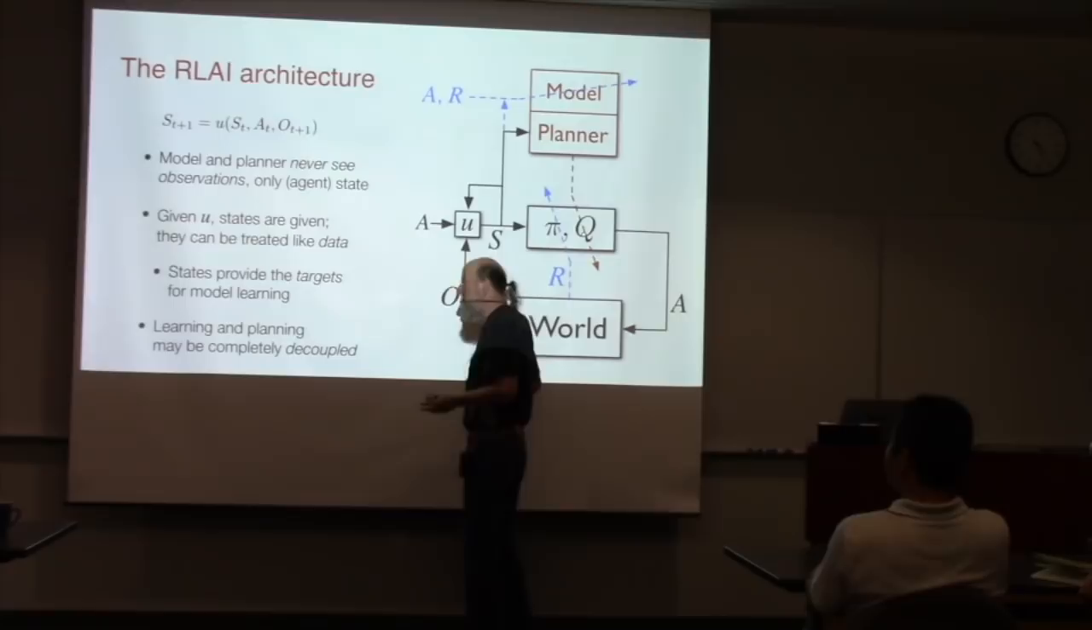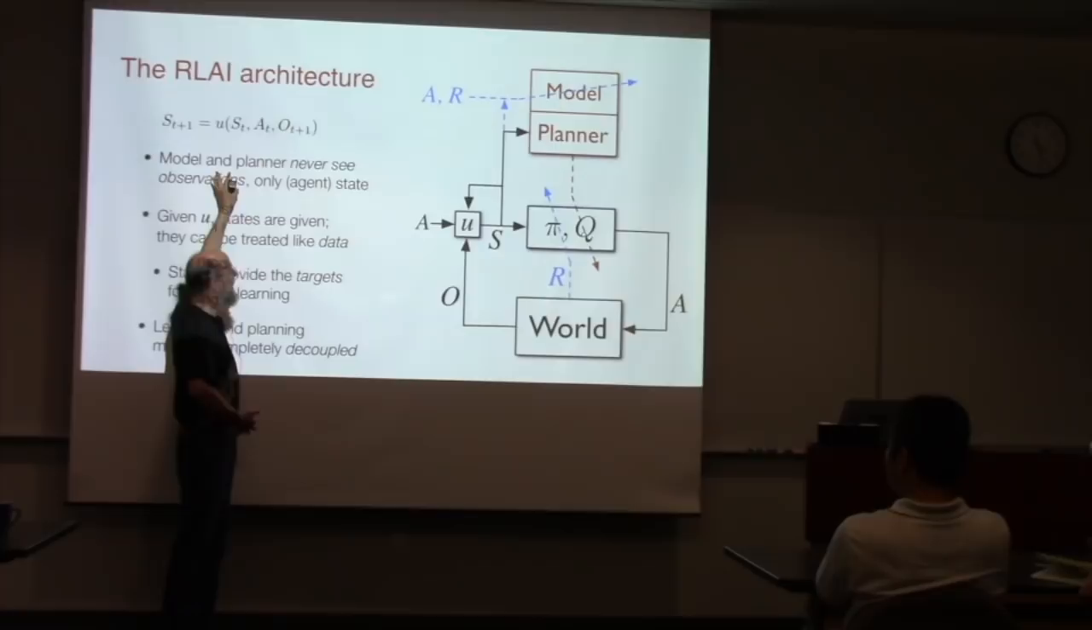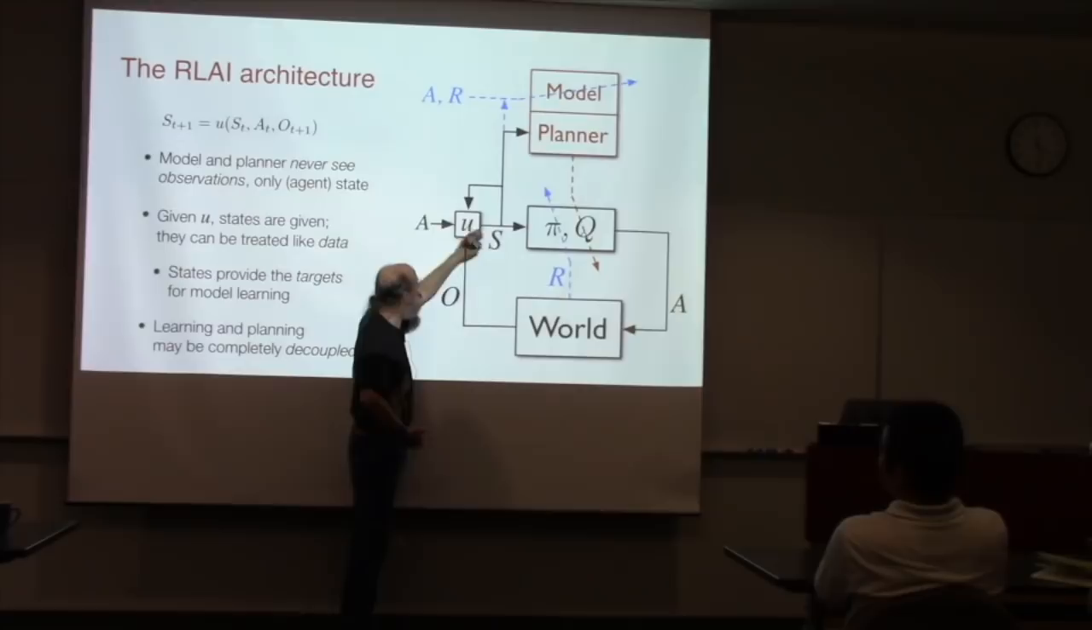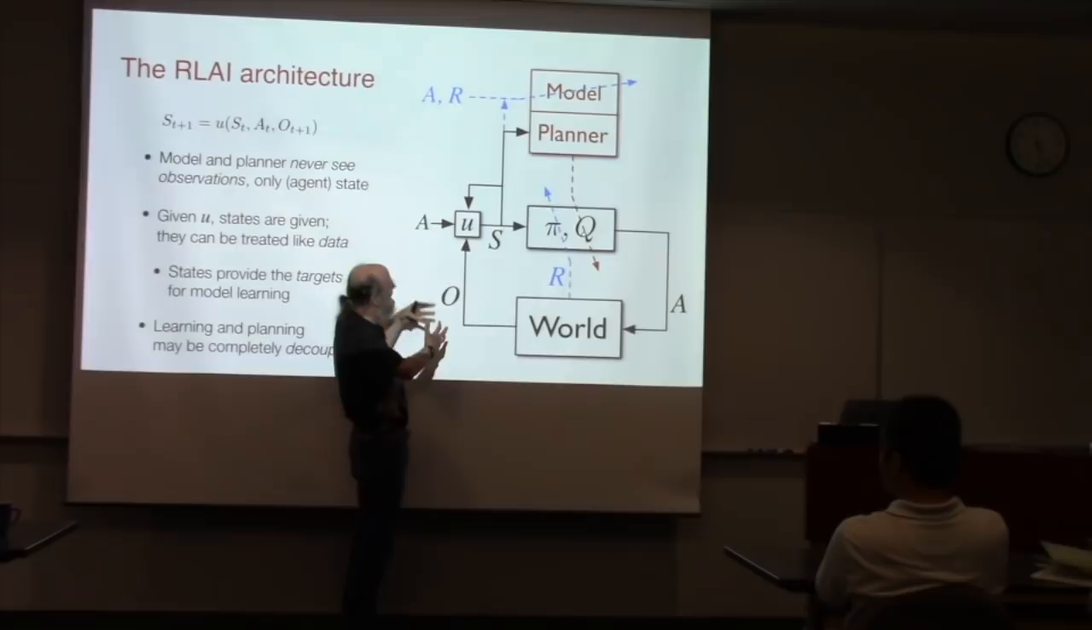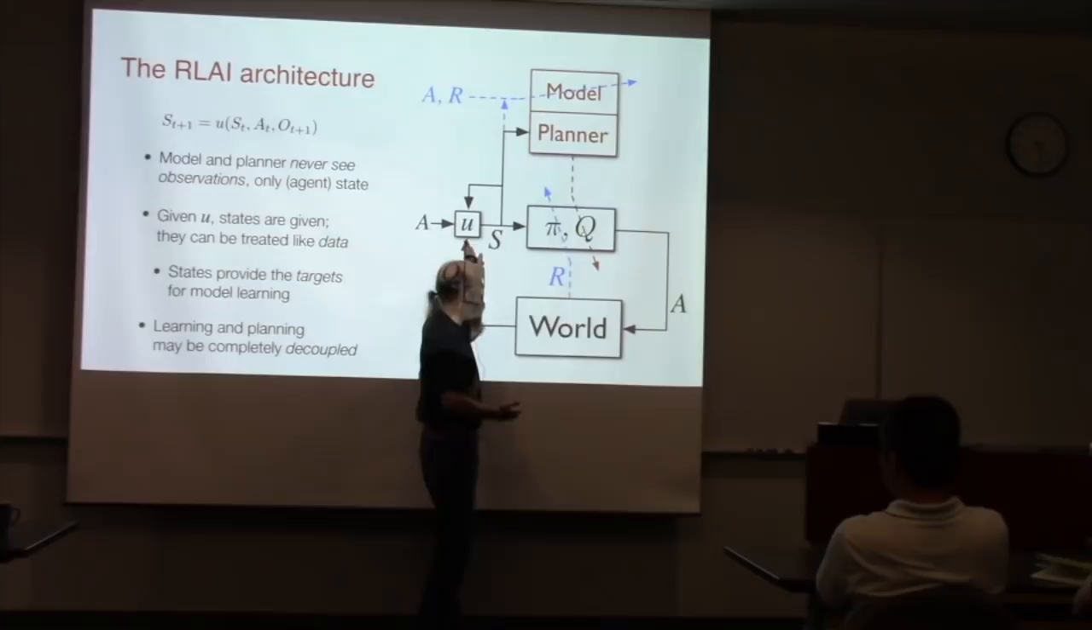And it really just, you know, look at it. Look at that equation and that box. This U receives as input an observation, an action, and the last state, and produces the new state. Okay? It's all this self-contained thing. That's the state update. Now this state, once you have it, you just send it to your policy or your value function and you pick your actions.